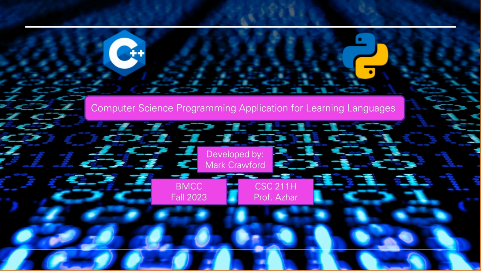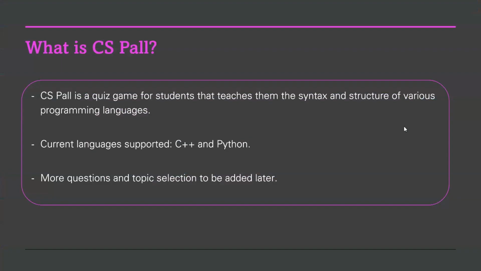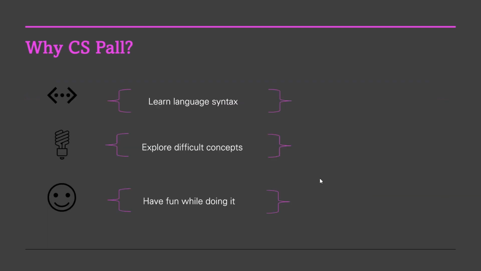I'm here today to talk about my application CSPall. It's a computer science programming application for learning languages. What is CSPall? CSPall is a quiz game for students that teaches them the syntax and structure of various programming languages. Currently the only languages we support are C++ and Python, but more are set to be added later. Why use CSPall? You can learn language syntax, you can explore difficult concepts, and you can have fun while doing it.